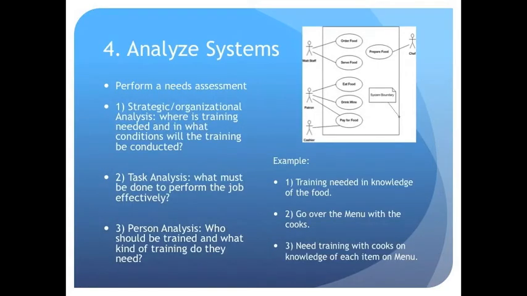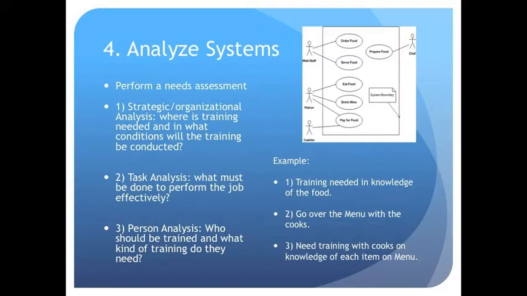The fourth step is to analyze systems. You should perform a needs assessment. There are 3 levels of needs assessment. Level 1 is strategic organizational analysis, which answers the question, which training is needed and in what conditions will the training be conducted. Level 2 is task analysis, which answers the question, what must be done to perform the job effectively. Level 3 is person analysis. This answers the question, who should be trained and what kind of training do they need.